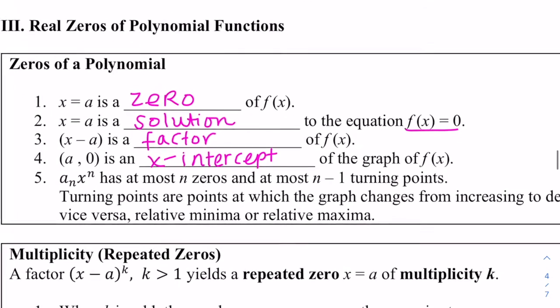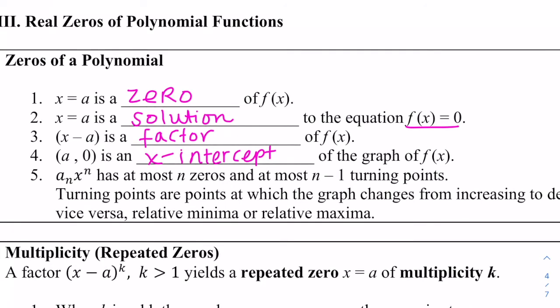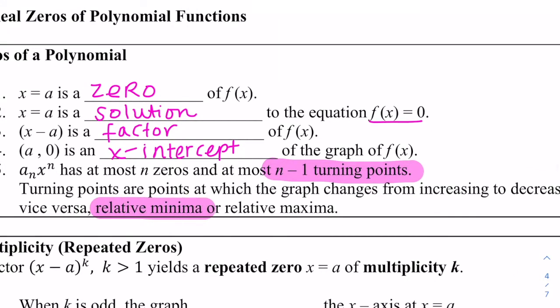If we want to figure out the number of turning points a graph would have, we would look at the degree and subtract 1, and that would be the most number of turning points. We also call those relative maxima and minima.